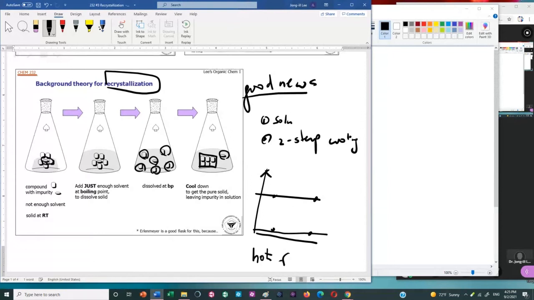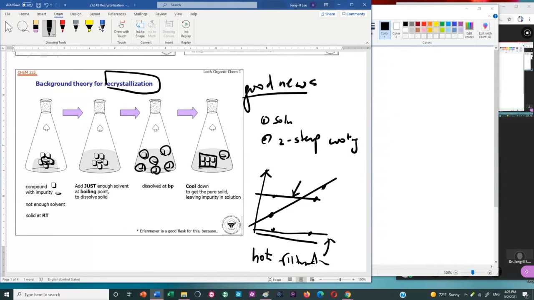Hot filtration. Okay? Hot filtration removes this. I said this twice while I was going over. Yeah. So our impurity will be something like that. Then our main compound will be something like this. It wasn't soluble, but at the boiling point they dissolve better.